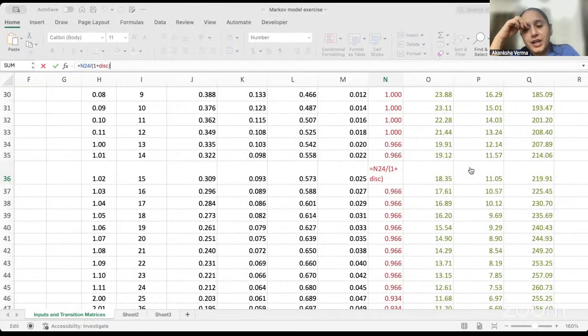It would be helpful if you can share the Excel sheet of the model. Sorry, we can't share the model Excel sheet, but if you really want to do it, there are models available online, and you can try to replicate those.